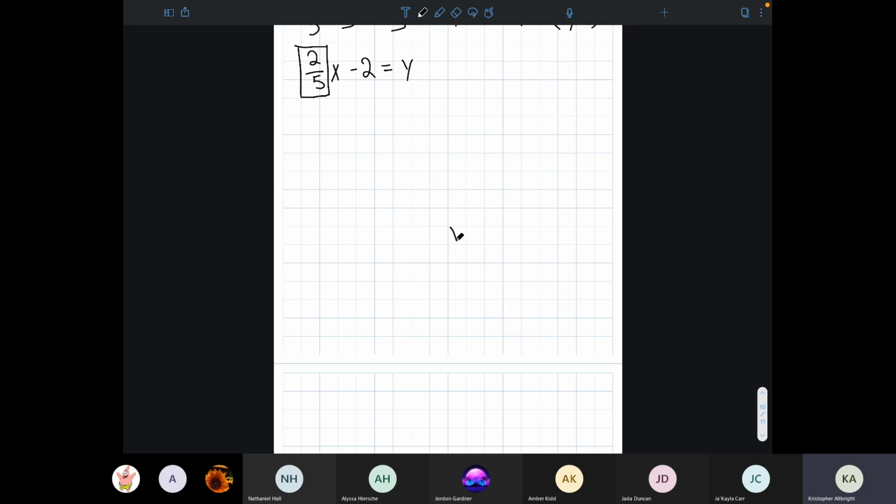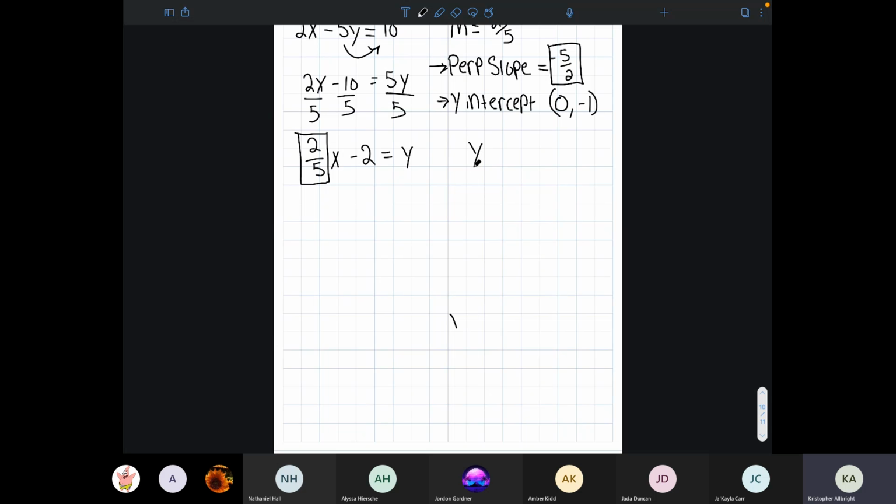So we can do y equals -5/2 x minus 1. And for parallel slope, all you would do is leave the slope the same.